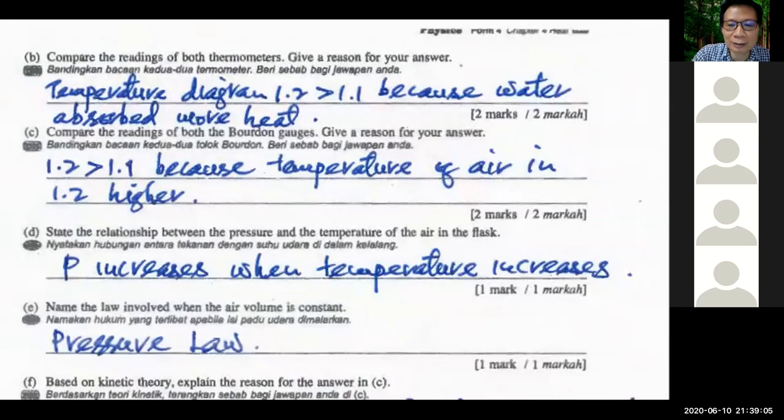Because when the gas is hot, so what happened? The molecules have higher temperature. When it's higher temperature, what happened to the molecules of gas? The molecules are active. Correct. Active means they will move faster, correct? When they move faster, what happens next? They collide with each other. Can colliding with each other produce pressure? Yes.